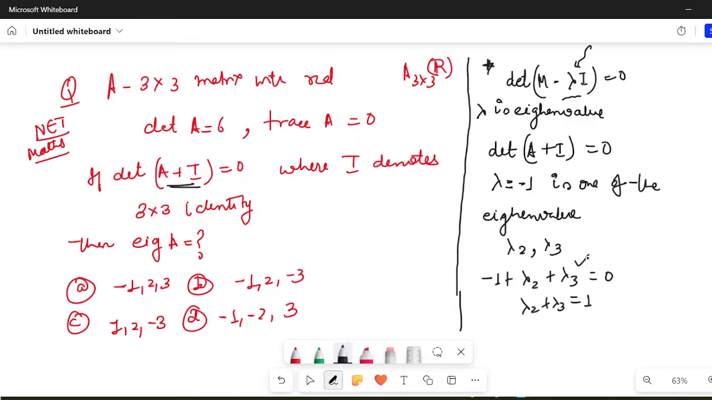Why? Because the trace is the sum of the eigenvalues, which should be 0, and the product of eigenvalues should be 6. So it implies lambda 2 into lambda 3 must be equal to minus 6, right? Lambda 2 into lambda 3 should be equal to minus 6.